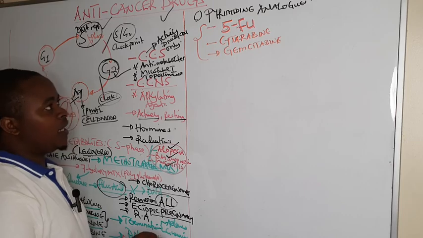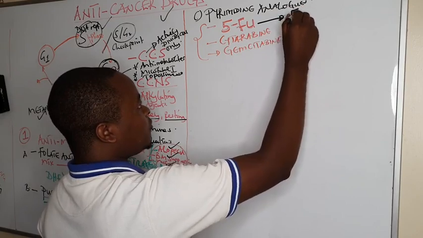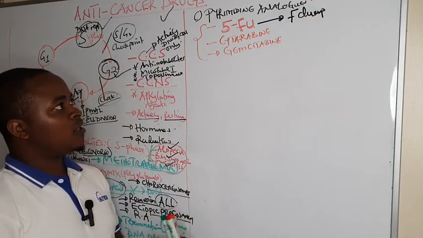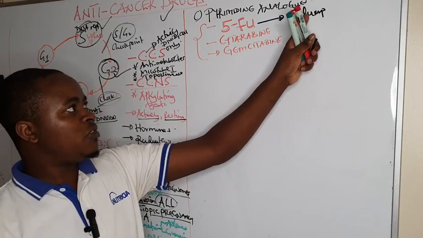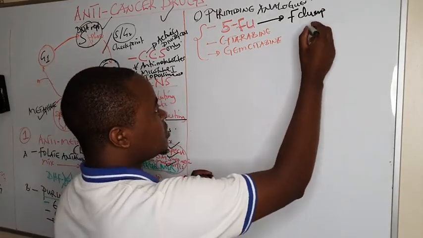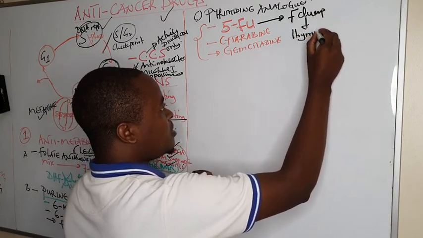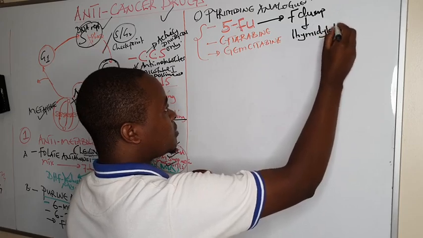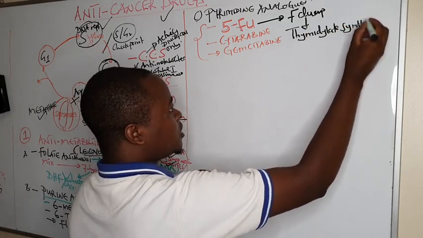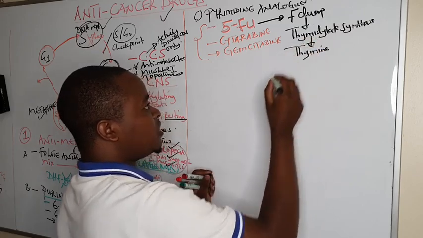For example, a drug like 5-fluorouracil is converted to F-dUMP, that is fluorodeoxyuridine monophosphate. And this deoxyuridine monophosphate acts by inhibiting thymidylate synthase, which is responsible for the synthesis of thymine, which is a nitrogen base.